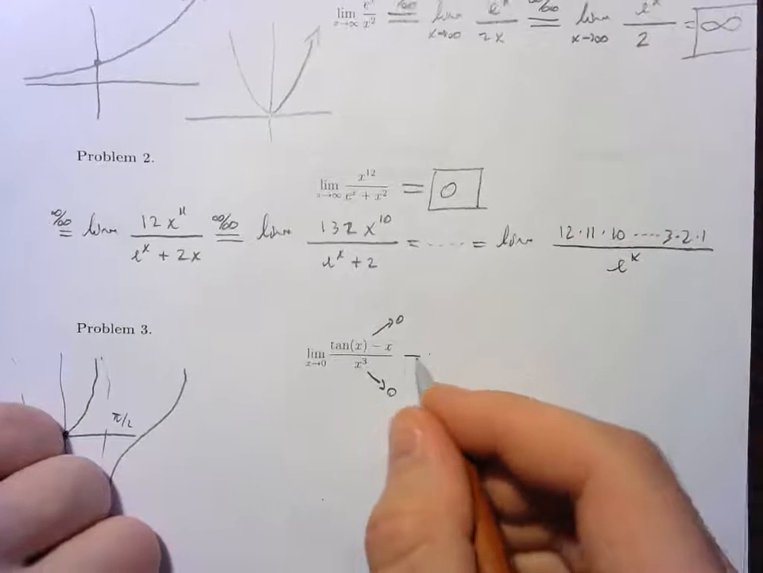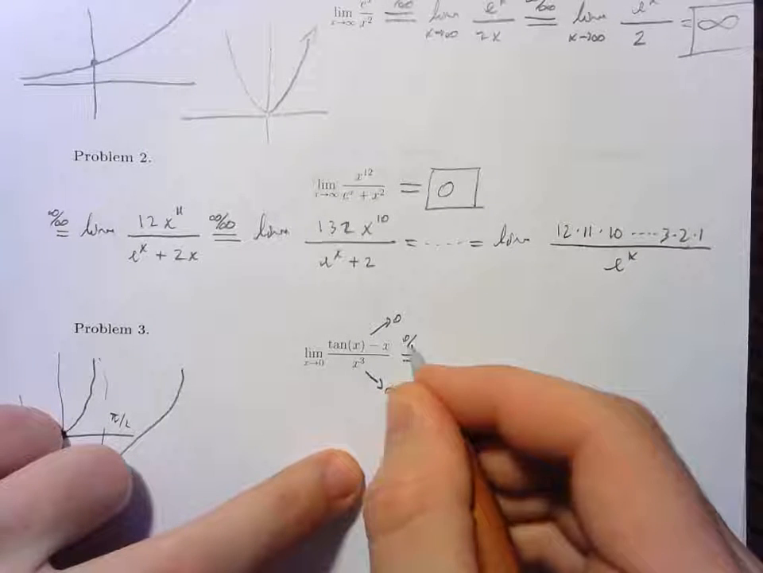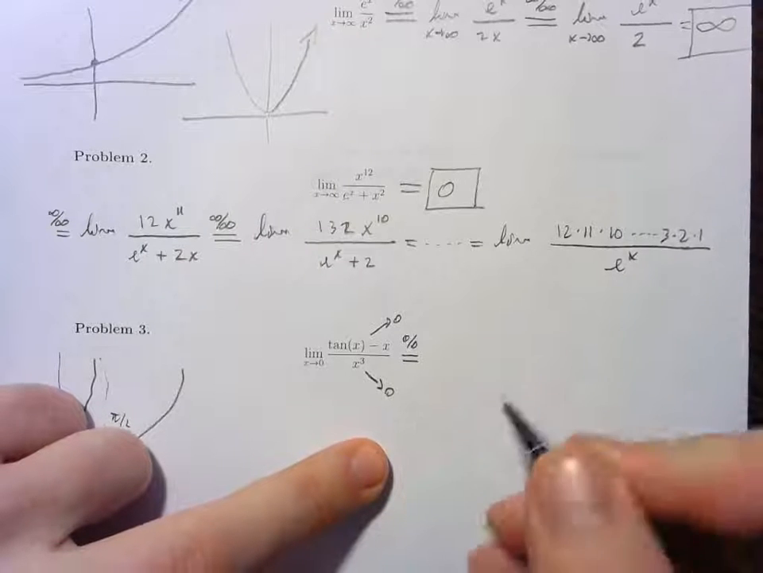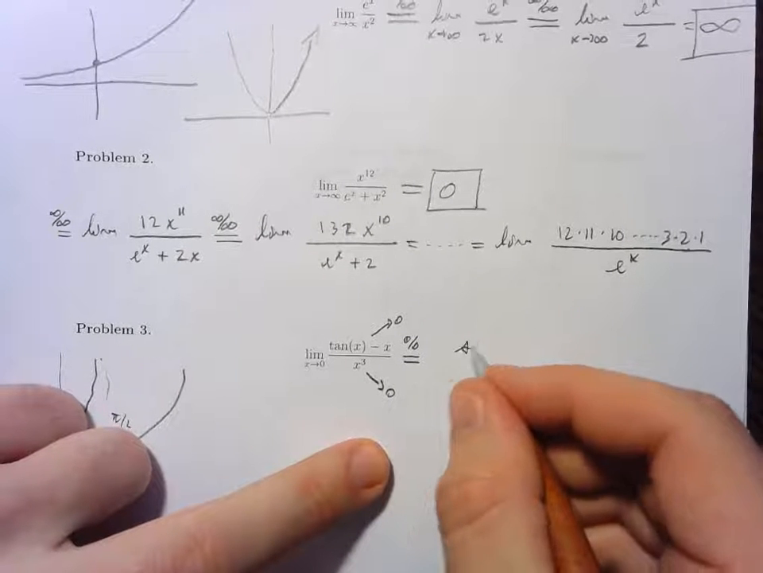So let's go ahead then and apply L'Hopital's rule, this time by the 0 over 0 case, and take derivatives. So the derivative of tangent is secant squared.